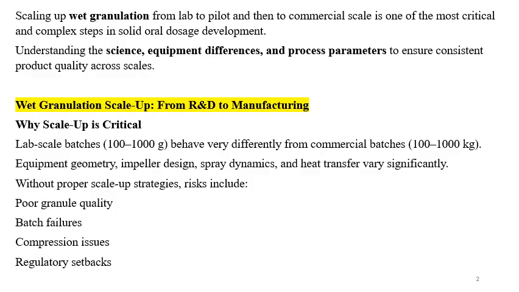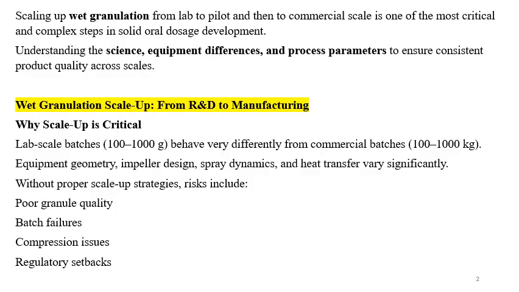Scale up means increasing the batch size. So the wet granulation process is developed in the lab and then it is taken to the commercial manufacturing area. Scaling up wet granulation from the lab to pilot and then from pilot to the commercial scale is one of the most important, critical process development stages. It involves complex steps in the development of formulations like tablets, capsules, granules, sachets, and some others.